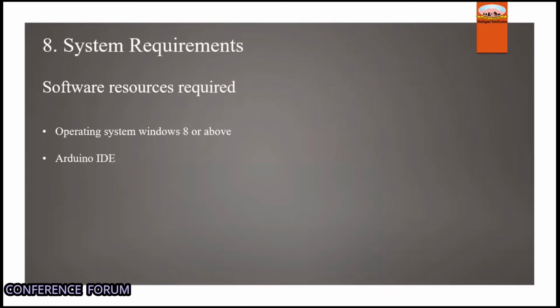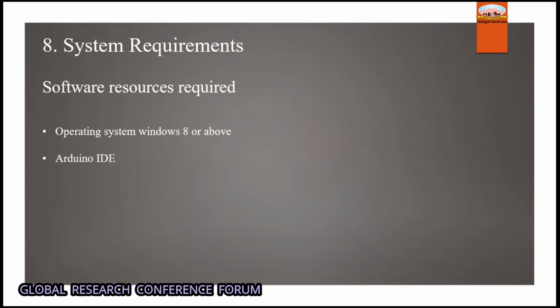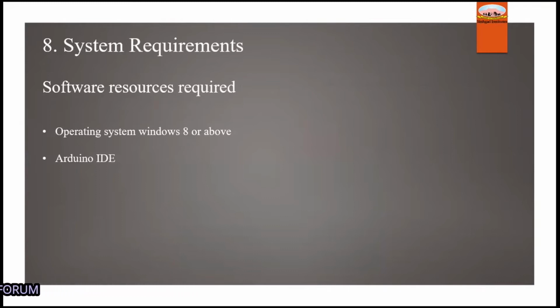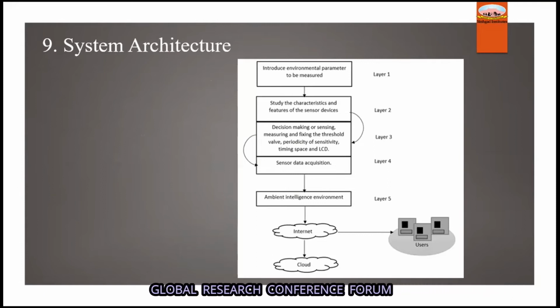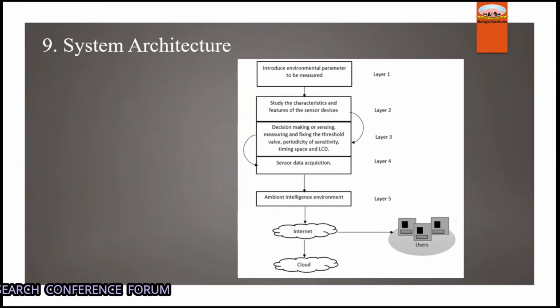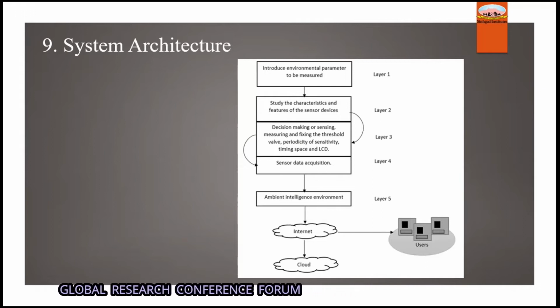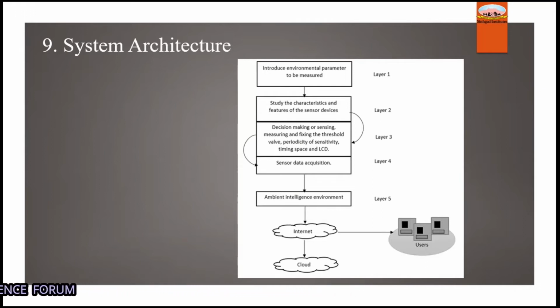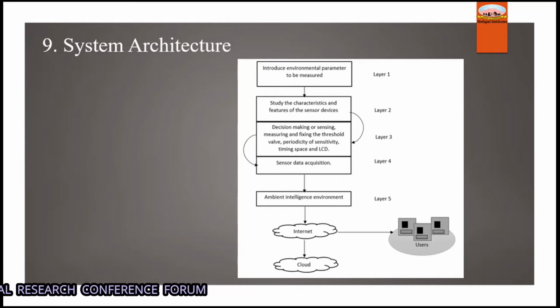Now the next point is system requirements. Software resources required: the operating system is Windows 8 or above, and the second one is the Arduino IDE. This is the system architecture. In layer 1, we introduce the environmental parameter to be measured, then study the characteristics and features of the sensor devices. Layer 3 is decision making, or sensing, measuring and fixing the threshold values. And the last layer is sensor data acquisition.